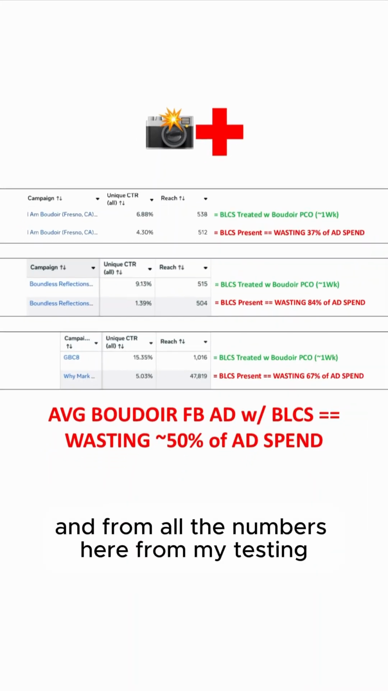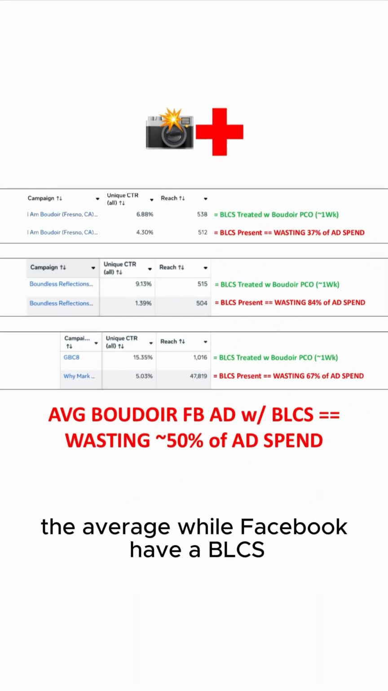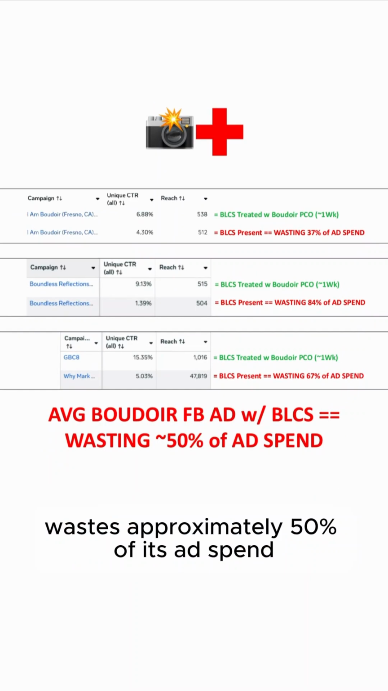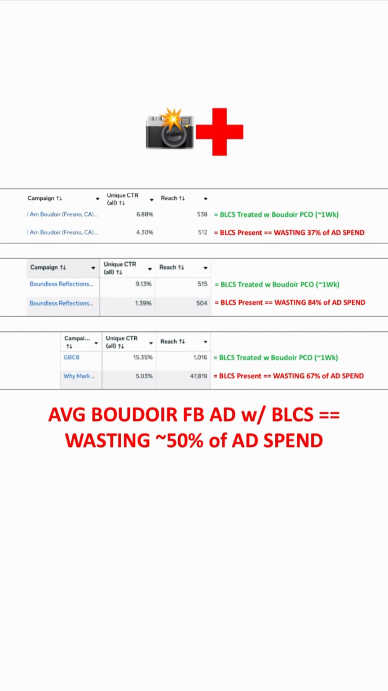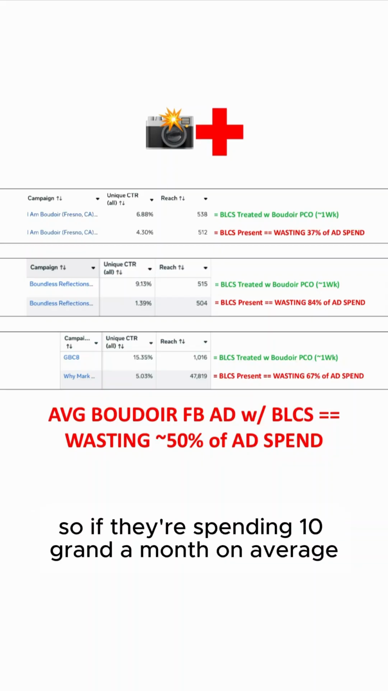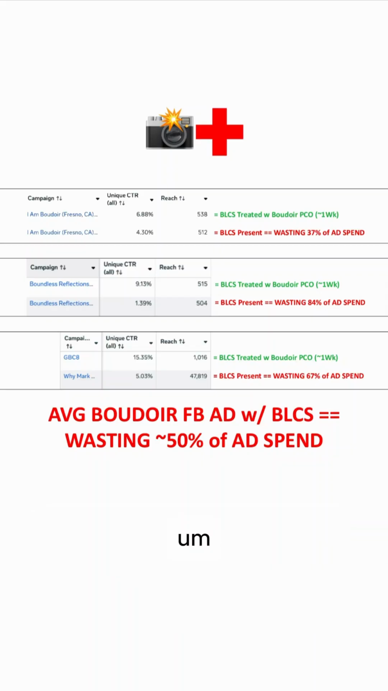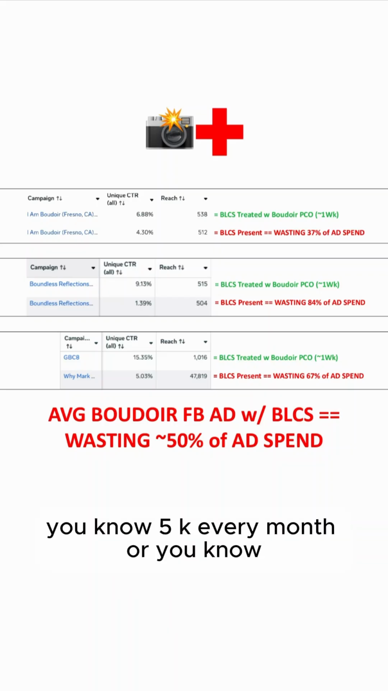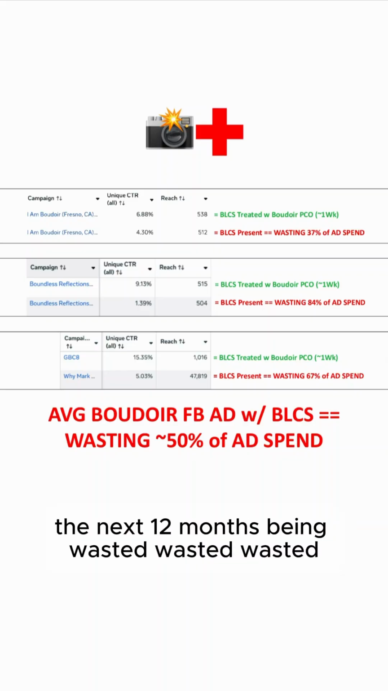And from all the numbers here from my testing, the average Boudoir Facebook ad with BLCS wastes approximately 50% of its ad spend, literally half going down the drain. So if they're spending 10 grand a month, on average, 5K every month, or approximately 60 grand over the next 12 months being wasted.